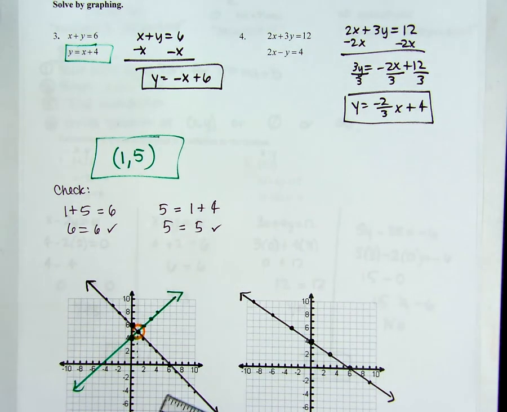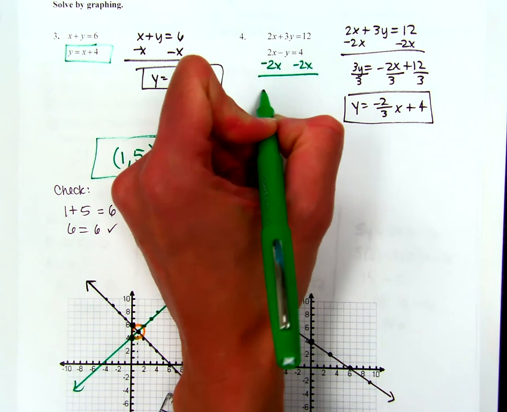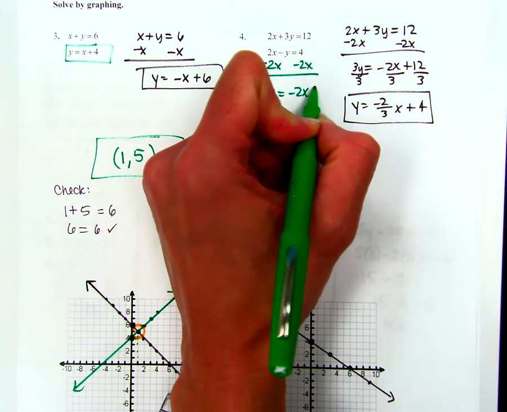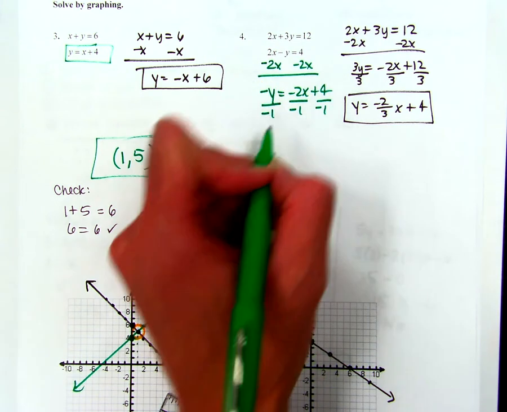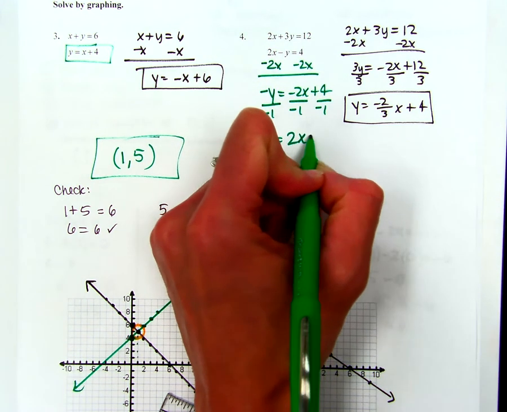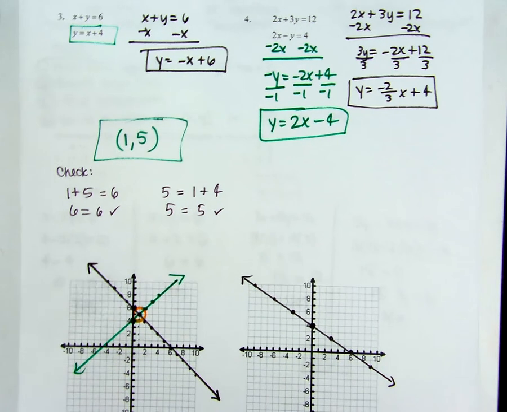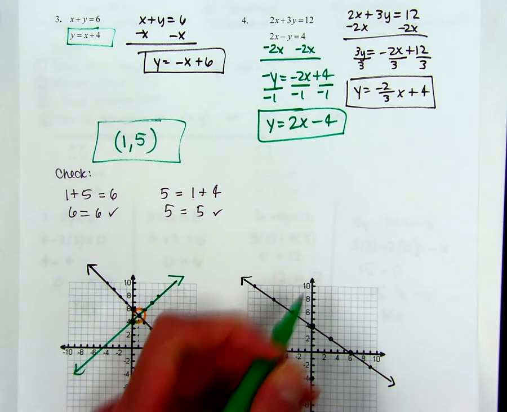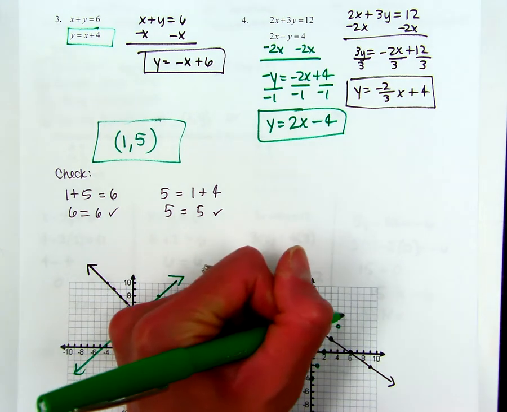My second equation is over here, so I'm going to subtract 2x on each side. And I have negative y equals negative 2x plus 4. And I'm going to divide everything by negative 1. And I have y equals positive 2x minus 4. So this time I'm going to start at negative 4. And I'm going to go up 2 over 1 until I get to an intersection point.